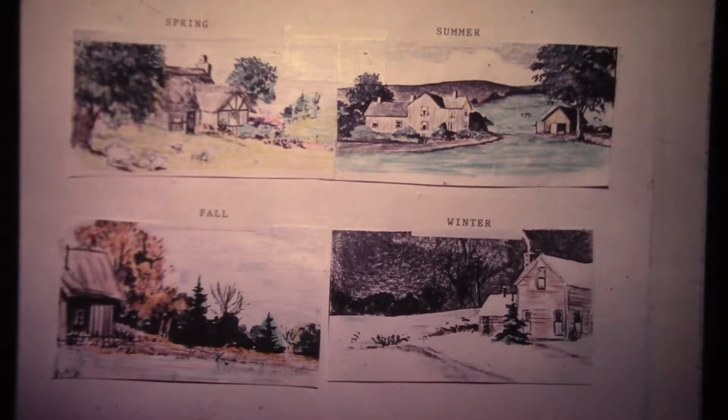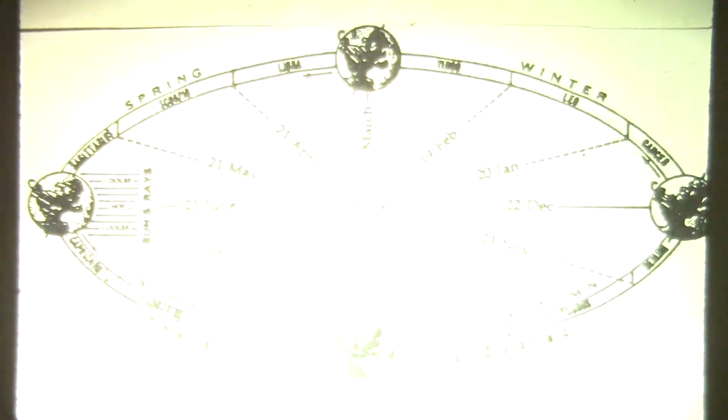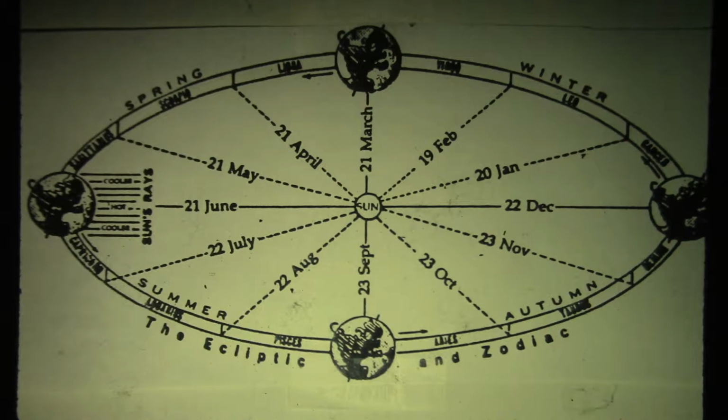There are 4 triplicities. There are 4 triplicities in the year dealing with the seasons. 1, 3 months for spring. 2, 3 months for summer. 3, 3 months for autumn. And 4, 3 months for winter.